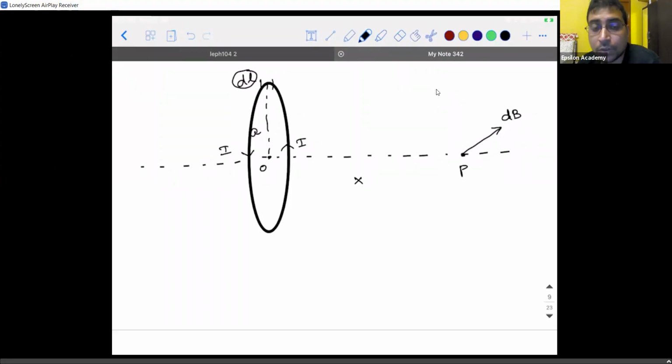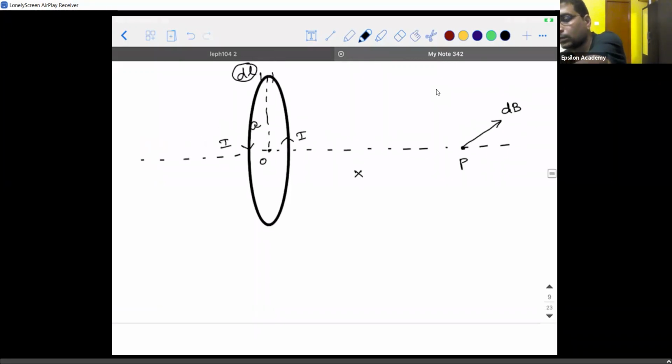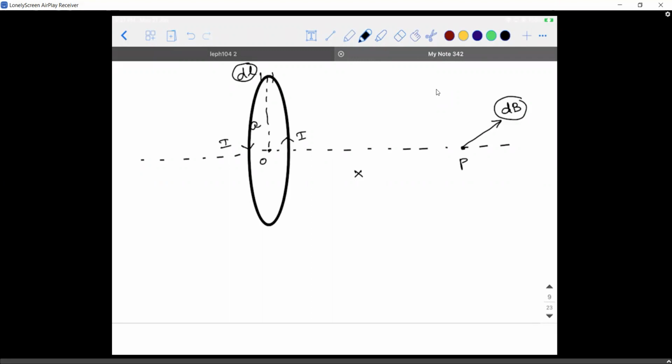So are you able to understand? This is going to be the direction. So did you guys understand how this dB came? This is the direction of magnetic field due to the small current carrying element. Sir, could you explain it again? I'll explain it, listen.